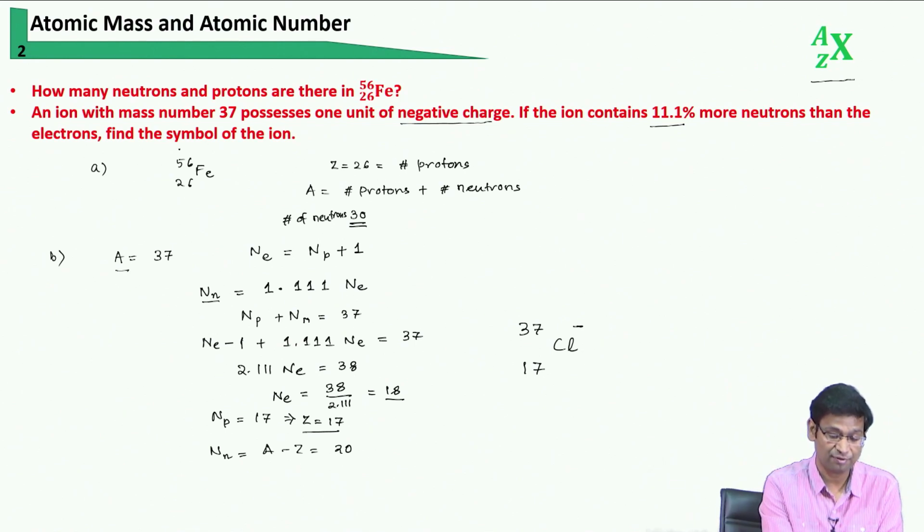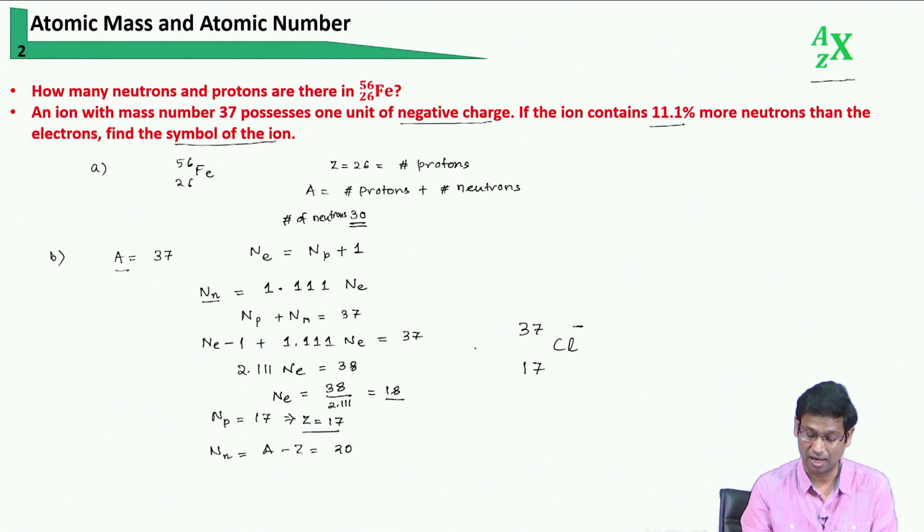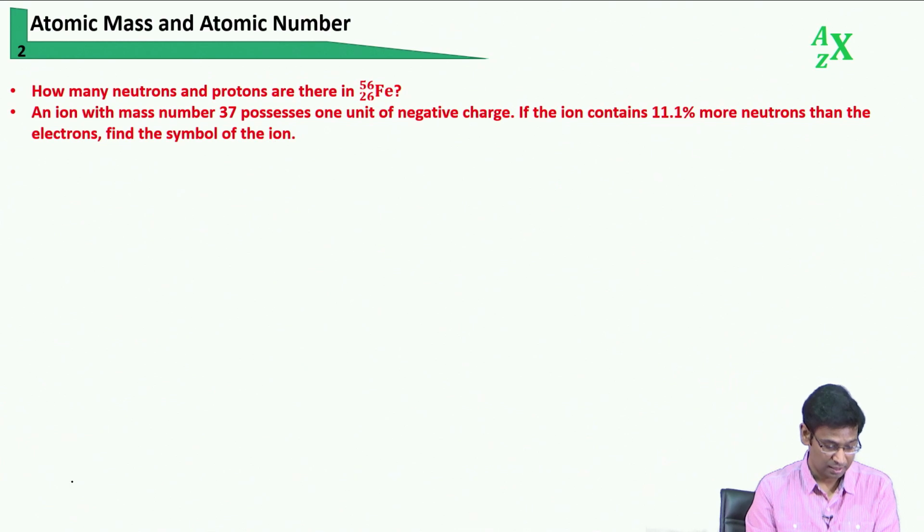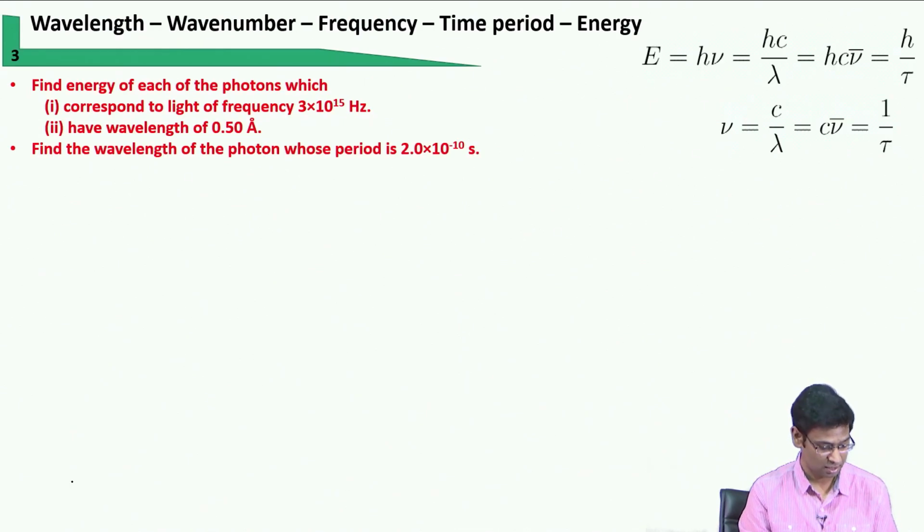So, the question asks to find the symbol of the ion. The symbol of the ion is written with Z, A, and the number of charges present in this atom. Okay. So, we go ahead and look at the next question.